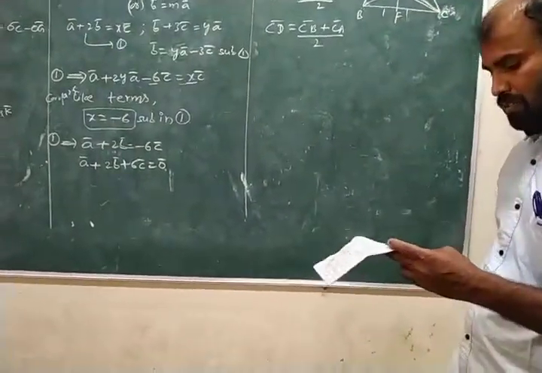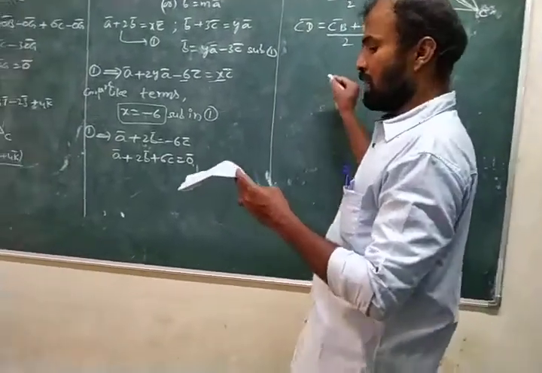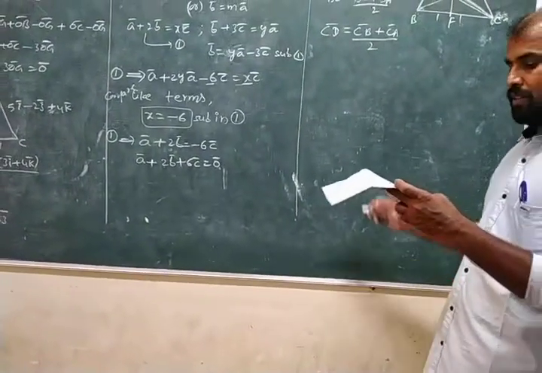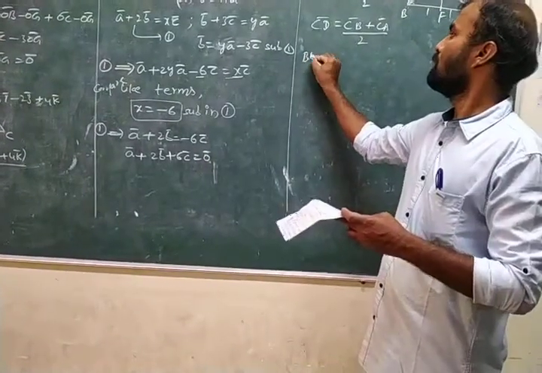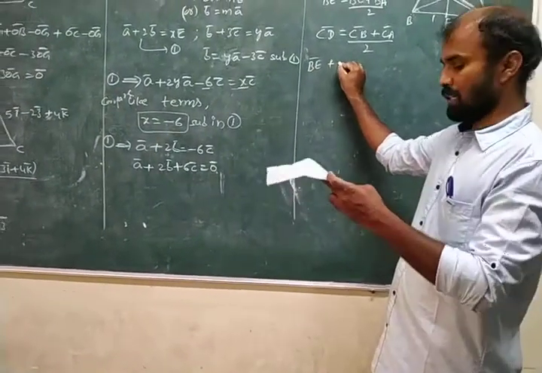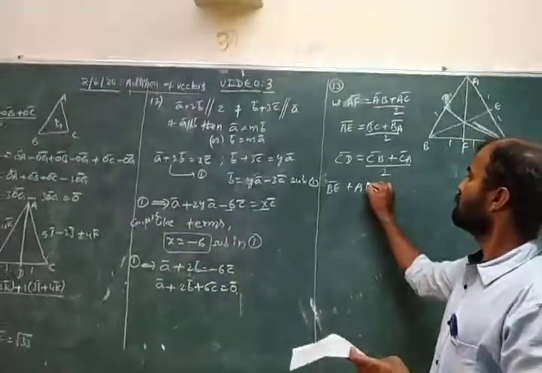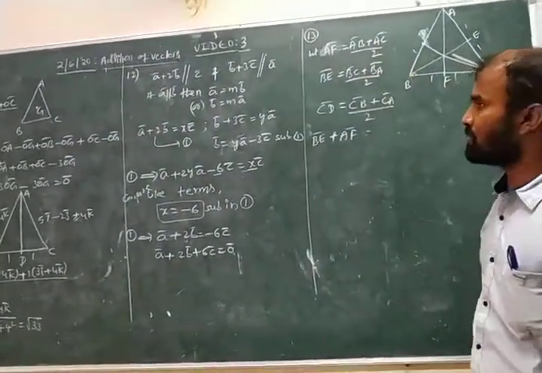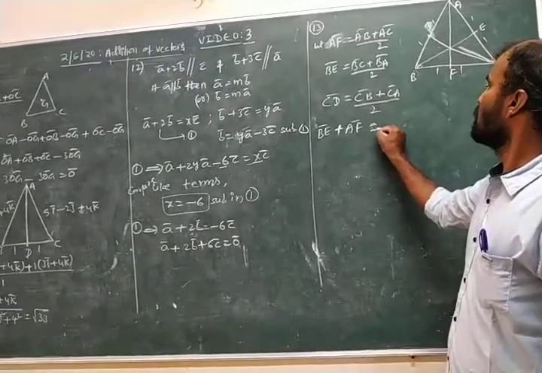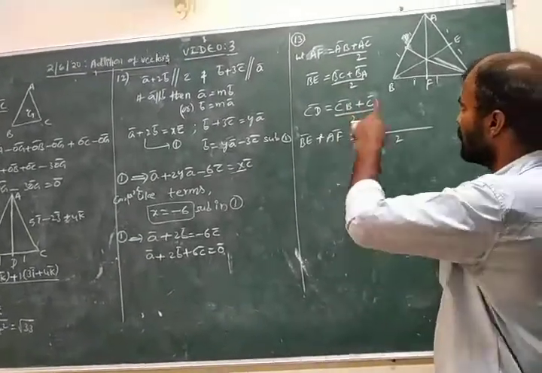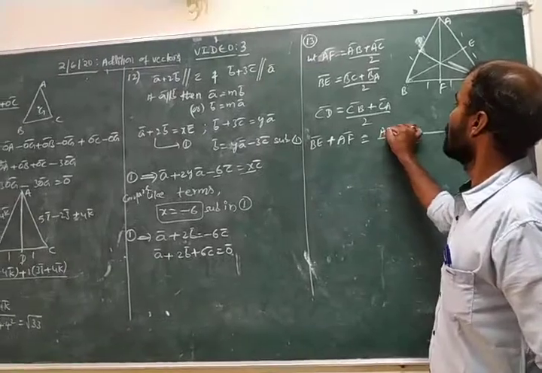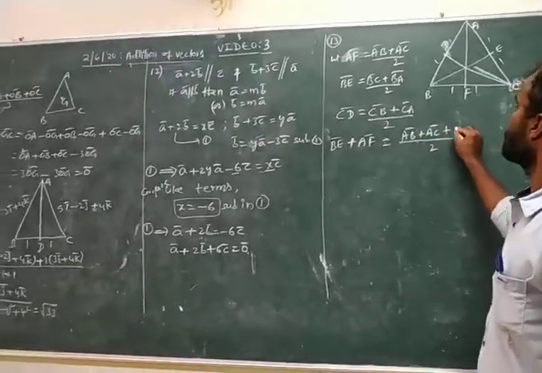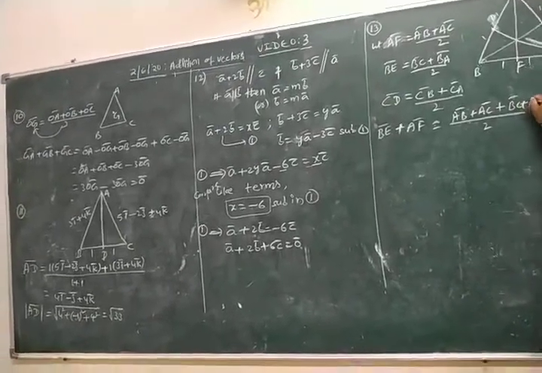Now see here, write BE bar and AF bar in terms of CD bar. First we have to add those two, BE bar plus AF bar. By adding BE and AF, we have the same denominator. Take LCM, 2 is the LCM. Then add the numerators. What are they? AB bar plus AC bar plus BC bar plus BA bar.